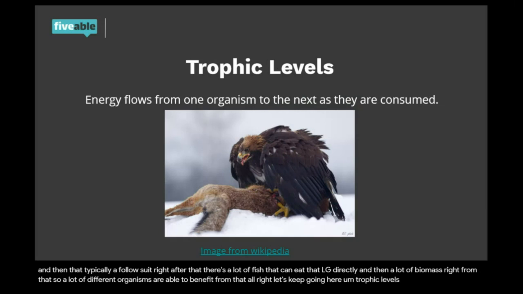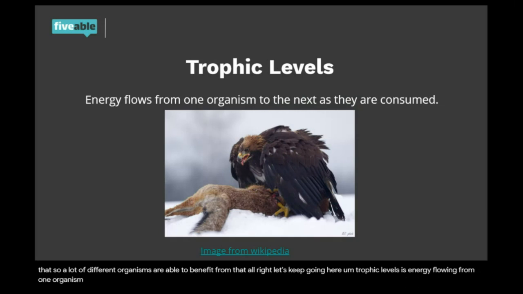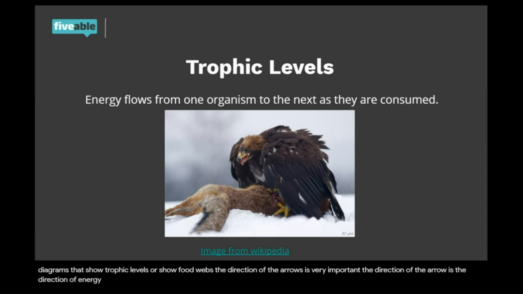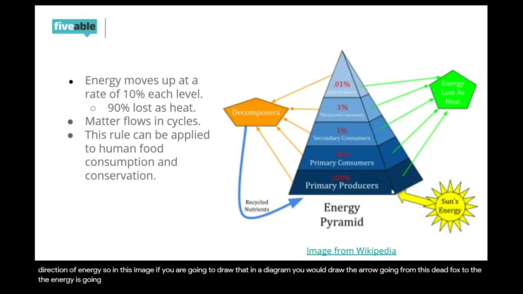Trophic levels is energy flowing from one organism to the next as they are consumed. One of the biggest things here that's always on the test is when you're looking at those diagrams that show trophic levels or show food webs, the direction of the arrows is very important. The direction of the arrow is the direction of energy. So in this image, if you were going to draw that in a diagram, you would draw the arrow going from this dead fox to the eagle. It's important to show where the energy is going.